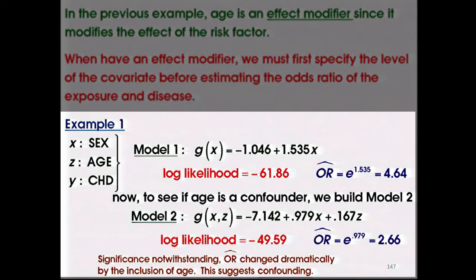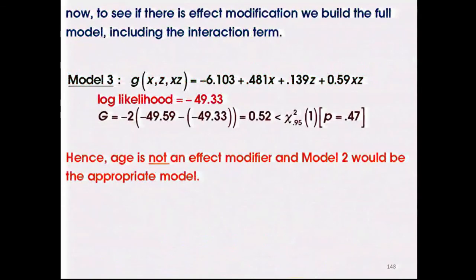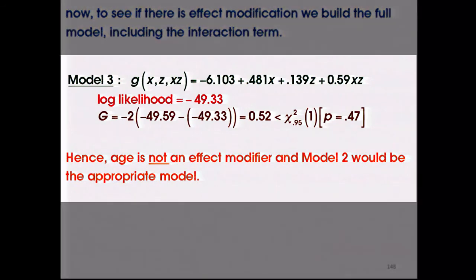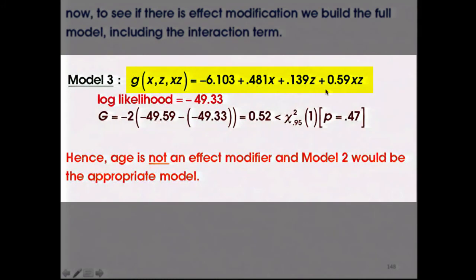And so in this case, the change is far more than 15 to 20%, and so you can really suspect that you need to control for age if you want to talk about the difference between males and females with respect to CHD. And to see if there's effect modification, we then build the full model that includes the interaction term. Okay, so now model 3 contains the sex, contains the age, and it also contains the interaction between sex and age.